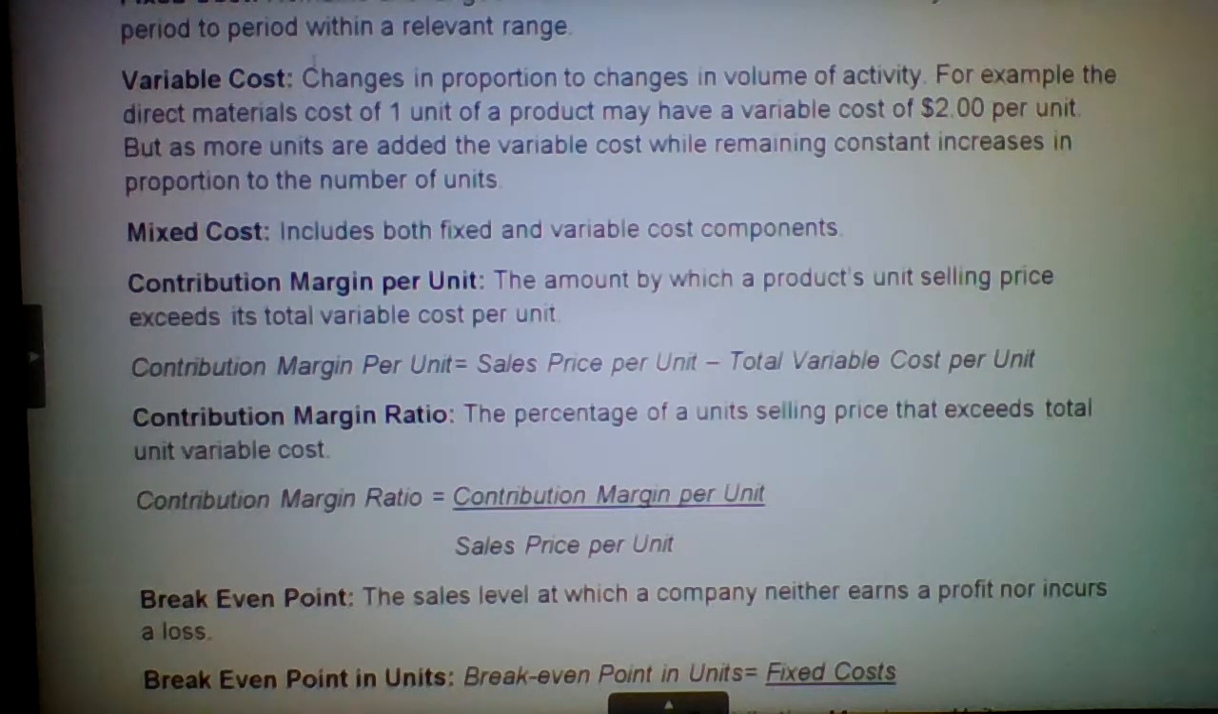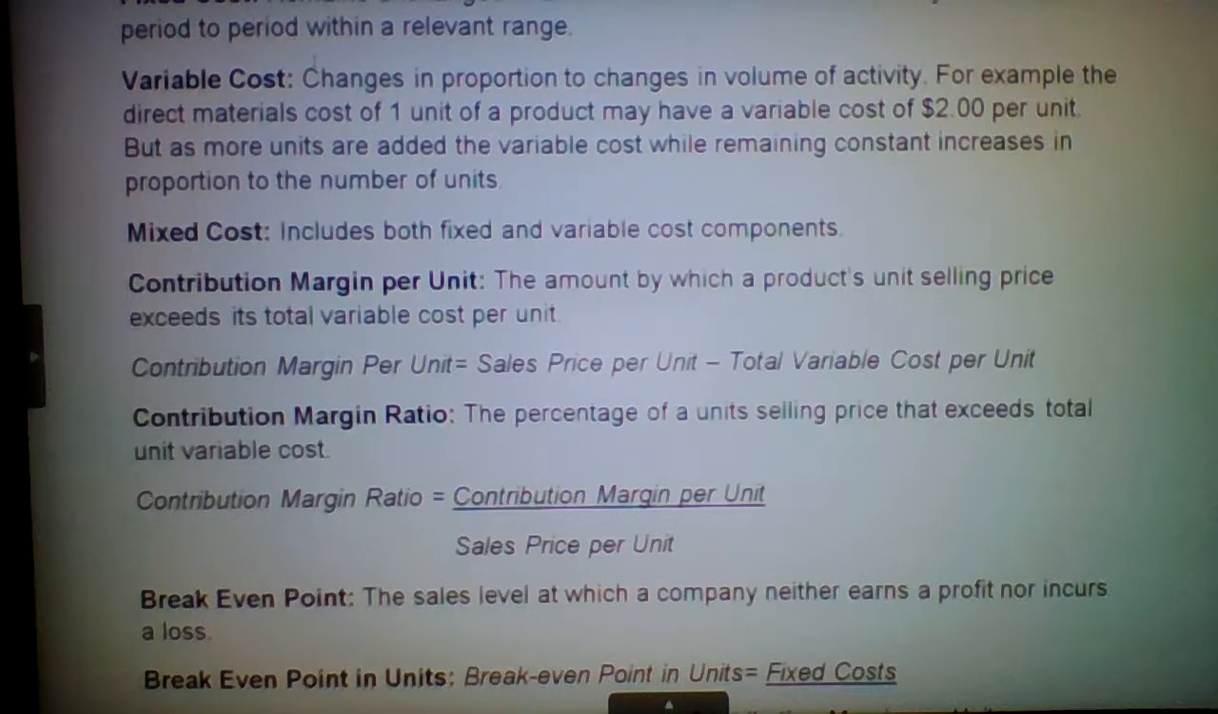Fixed cost. Fixed cost remains unchanged in amount when the volume of activity varies from period to period within a relevant range. What that means is if your factory can produce 50,000 units and you don't go above that 50,000 units, the cost is going to remain fixed no matter what.